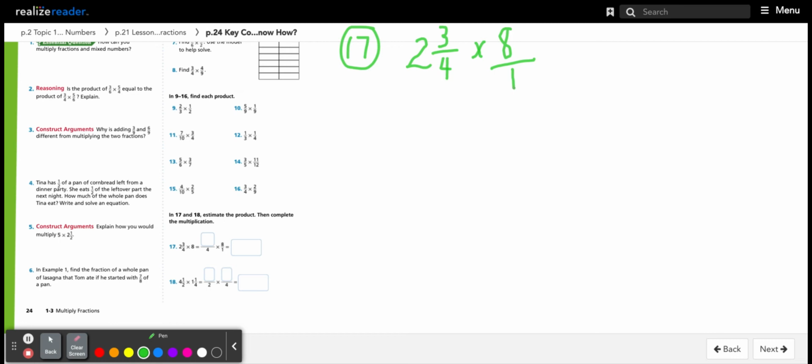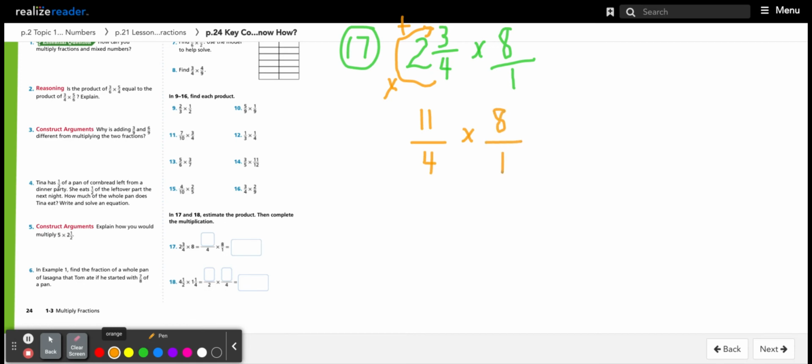So I have a mixed number here. I have a whole number that I changed into a fraction. In order to multiply fractions, I have to have both the numbers as fractions. So 2 3/4. Okay, let's change 2 3/4 into an improper fraction. So what is 2 3/4 as an improper fraction? First, I'm going to multiply. 4 times 2 is 8, plus 3 is 11. So I have 11/4 times 8 over 1.